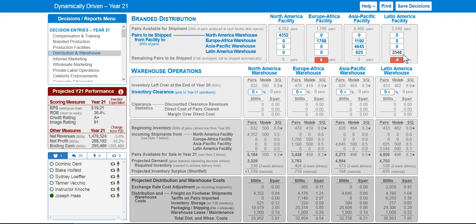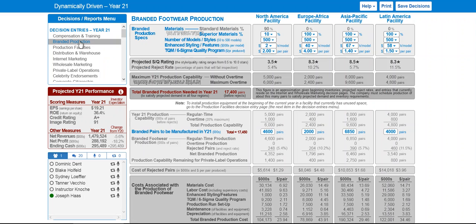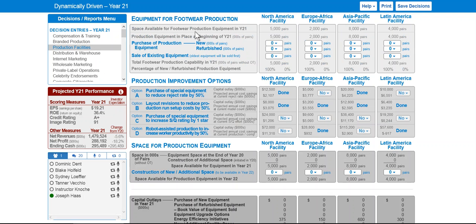If you're not sure how all of these numbers work, these numbers come from the branded production screen right down here. This number 5,000 comes from the production. This is our production facility screen. Production facility. These are our factories. So this is the space available that we have in each region. So we have a 5,000 pair facility in North America and 4,000 pair facility in Latin America, and so on.